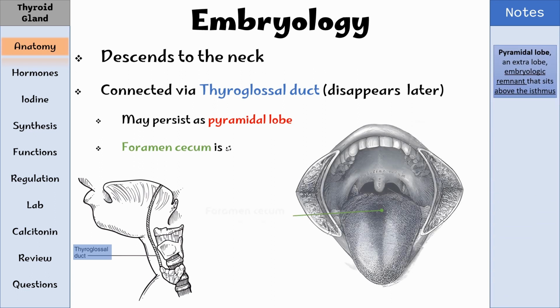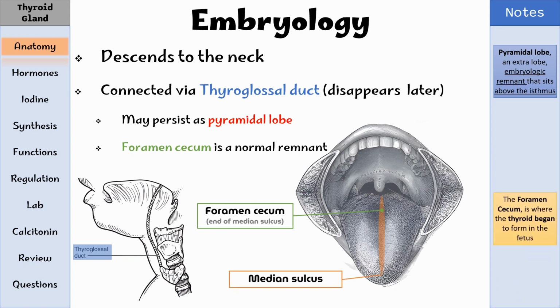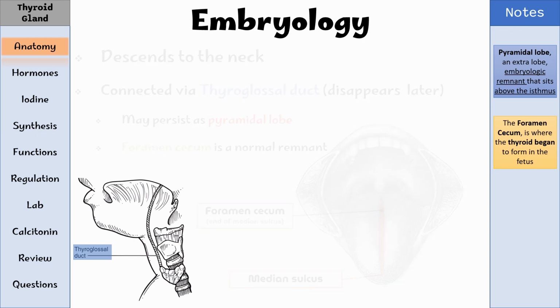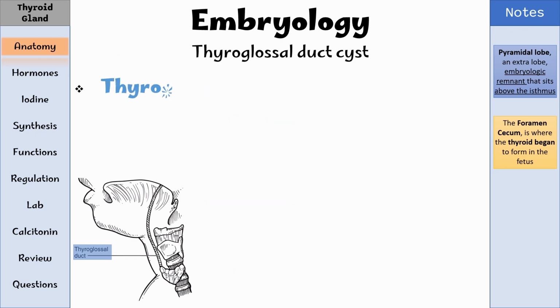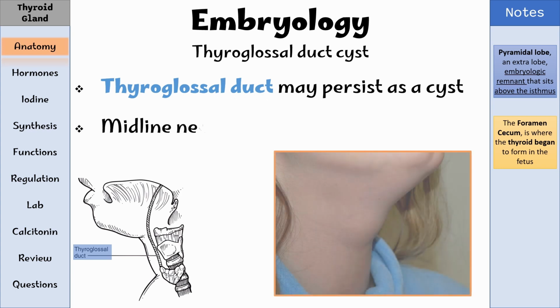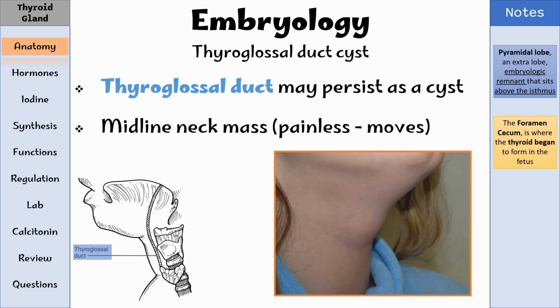The foramen cecum in the tongue is a normal remnant of the thyroglossal duct. As you can see in the picture, this is the median sulcus, and its end is the foramen cecum. This is where the thyroid began to form in the fetus. Sometimes the thyroglossal duct may persist as a cyst, so the patient presents with a midline neck mass that moves with swallowing or protrusion of the tongue.